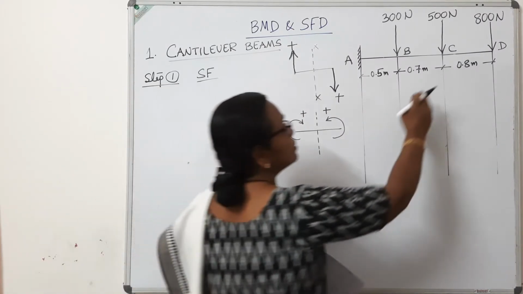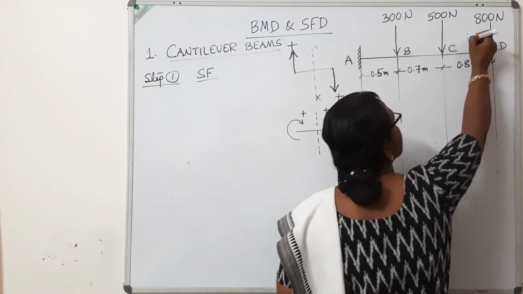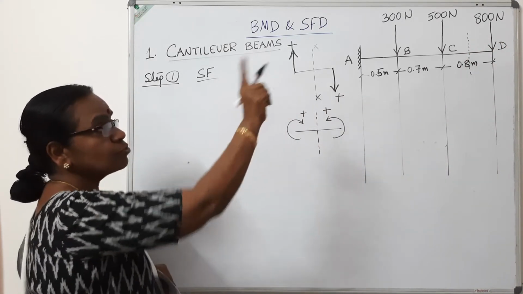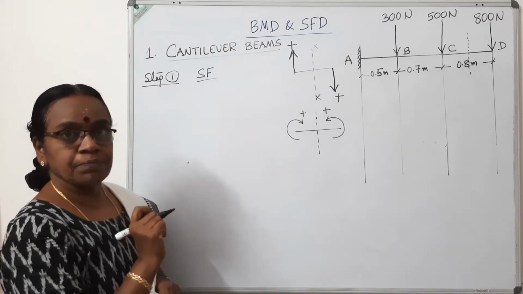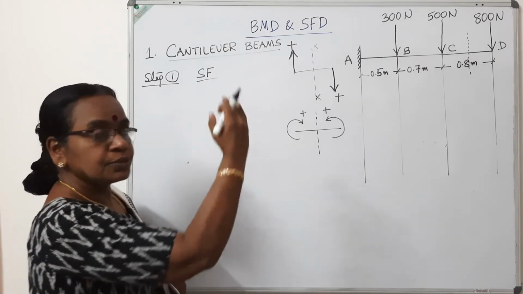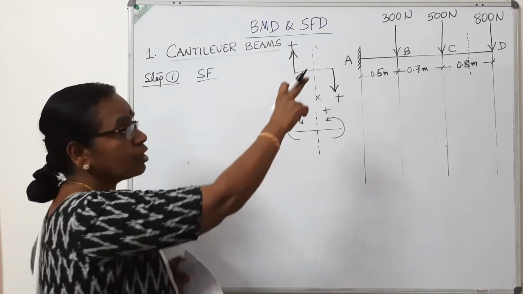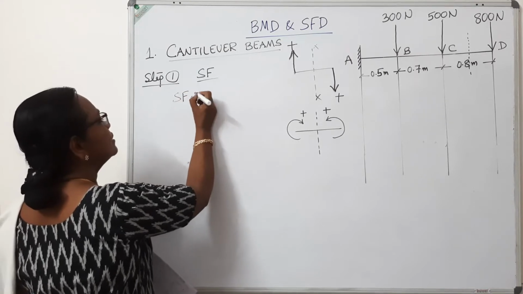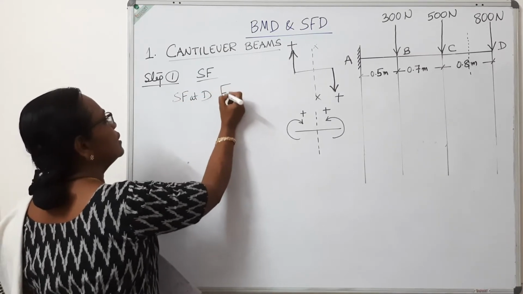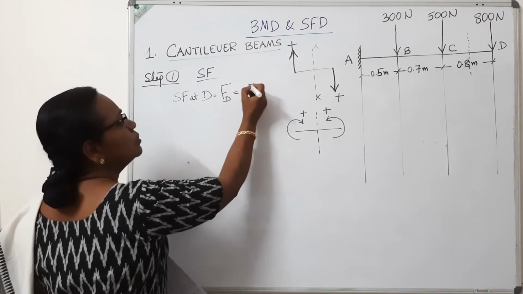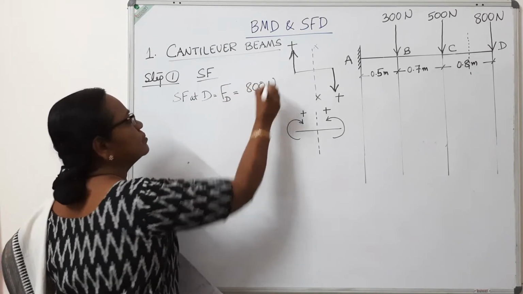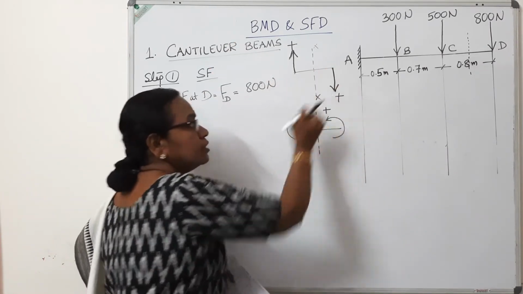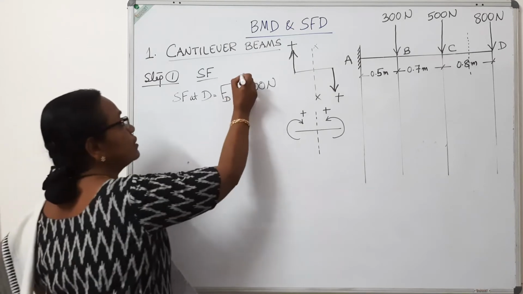I am going to write it very fast. I will consider first this portion CD. I am going to take a section here in this portion. You consider the right of it. What are the forces? There is only one force, 800 Newton. So I can write shear force at D, FD, is equal to 800 Newton. What about the sign? That force is acting downward. So right of the section, downward force positive. So this is plus 800 Newton.